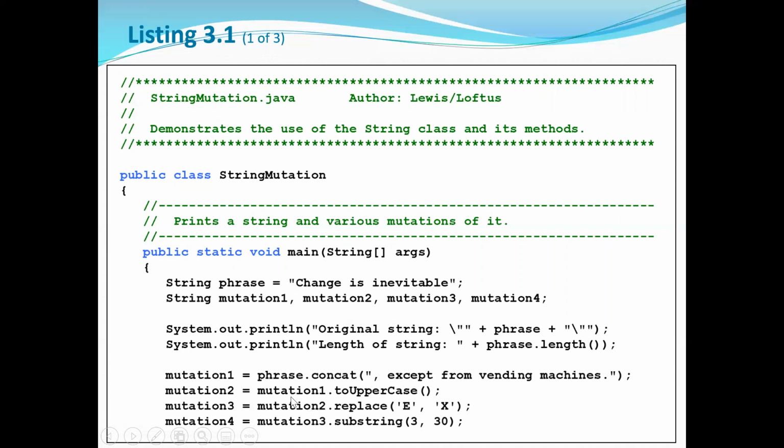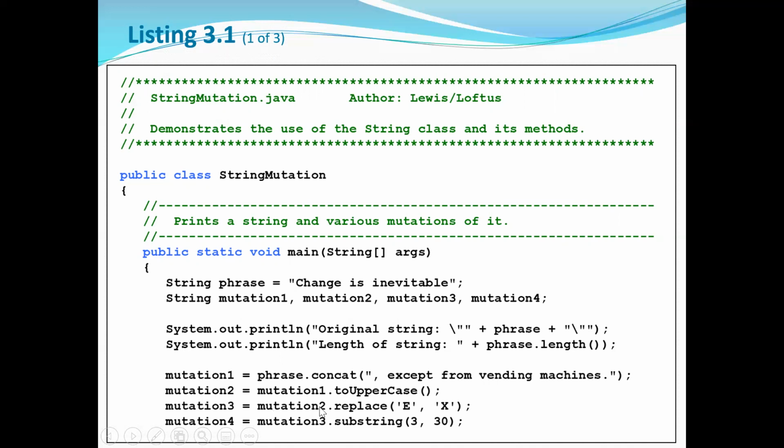Next, we change mutation1, all the characters, to uppercase. So we are using the toUpperCase method. Again, we have to start with the object name first. So the mutation1 object is invoking toUpperCase. We are going to change the content of mutation1 to uppercase, and we assign it to an object named mutation2.